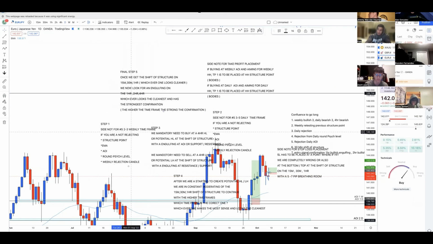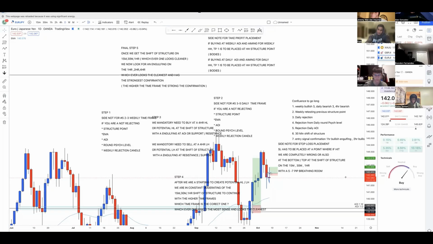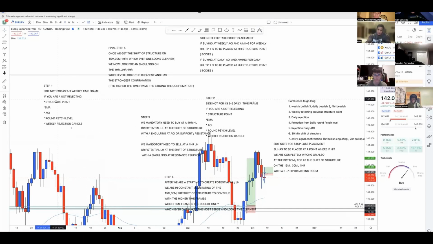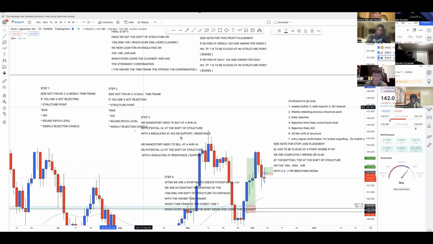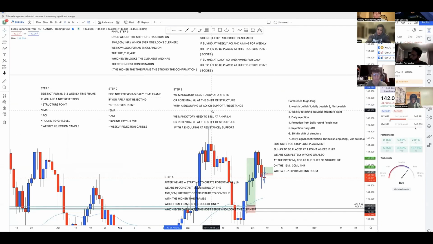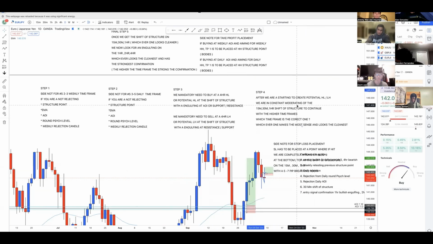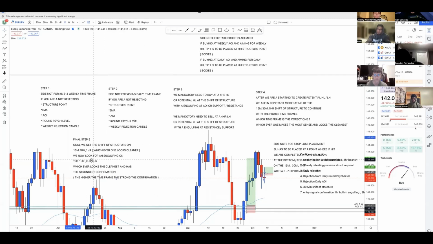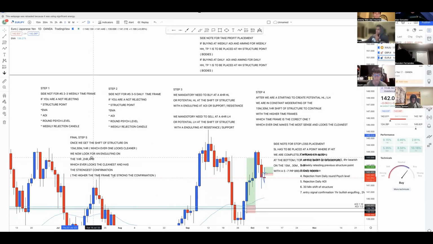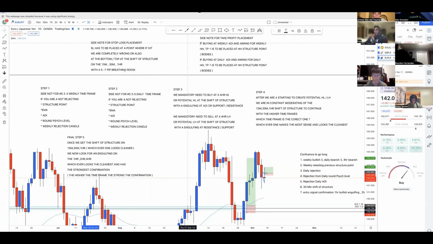Okay, so I'm going to have the chart here, so it's an example of what can happen when you have a trade like this. This would be step 1. This would be step 2. This would be step 3. This would be step 4. This would be step 5. And then everything from here is just side notes.